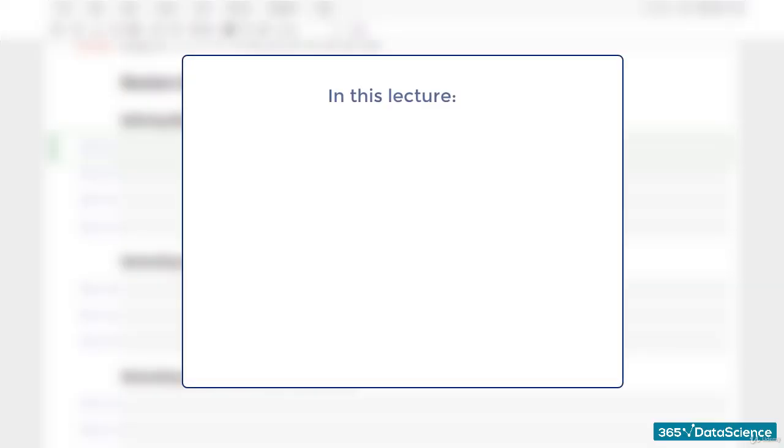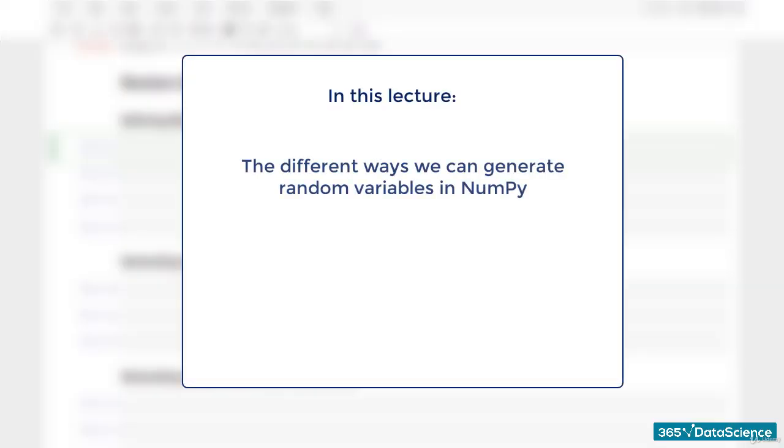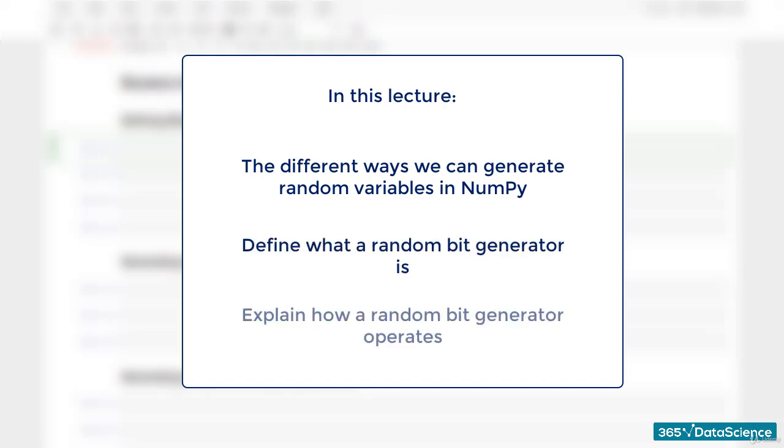Welcome back. In this lecture, we'll begin exploring the different ways we can generate random variables in NumPy. We'll start by defining what a random bit generator is and how it operates. Let's begin with some code first, and then we'll explain what it does.